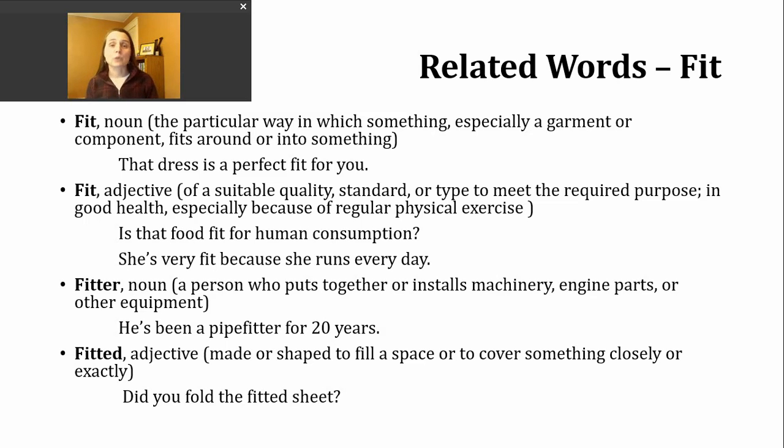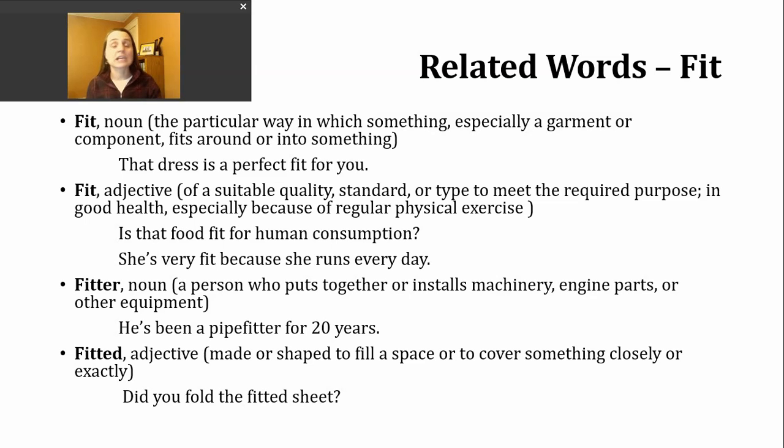The next word we're going to take a look at is the noun fitter. It's a person who puts together or installs machinery, engine parts, or some other equipment. Let's look at this word in a sentence. He's been a pipe fitter for 20 years. A great profession, a necessary profession, is what's being described there.